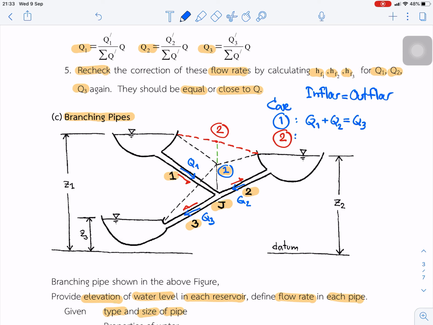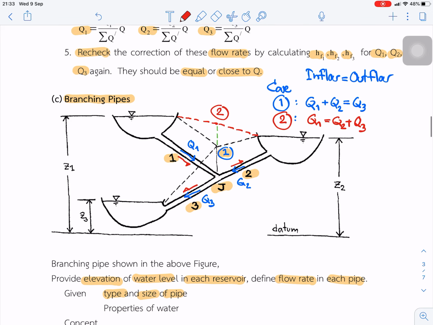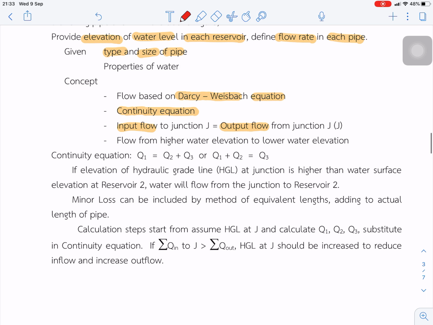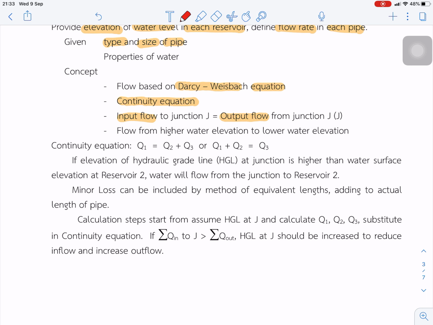That is if we assume that the elevation of the junction is 0.1, but if we assume that the elevation of the junction is 0.2, it means Q1 is still flowing to the junction, but for Q2, because the elevation of the junction is above the elevation of the reservoir, Q1 should be equal to Q2 plus Q3. Okay, that's the concept of the continuity equation.